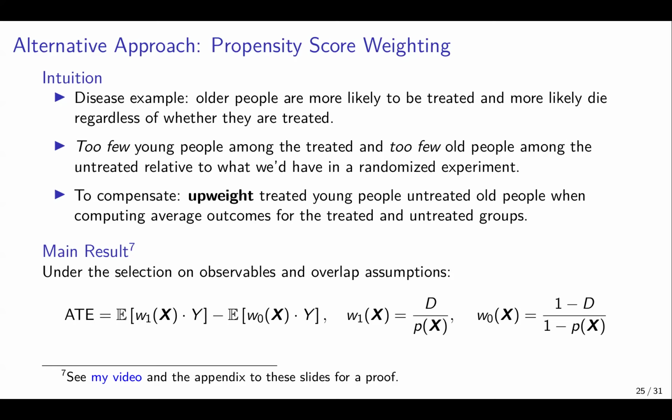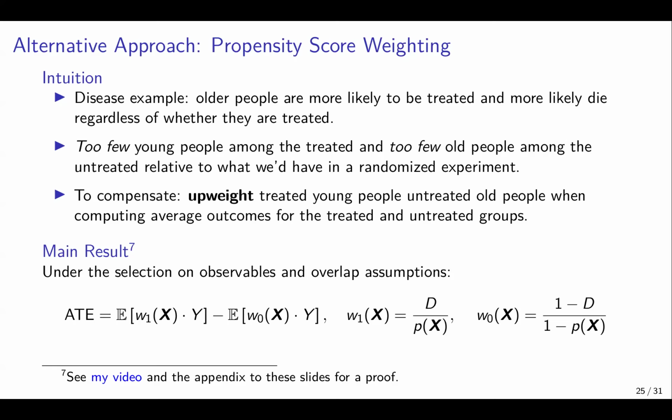Similarly, if we look at W0, what's happening there? Well, the numerator is 1 minus d. So this weight is going to be equal to 0 if a person is in fact treated, and it's only going to be positive when that person is untreated. So what happens with this W0? This is taking people who were not treated, and it's giving them weights that, again, relate to how likely they were to be treated.